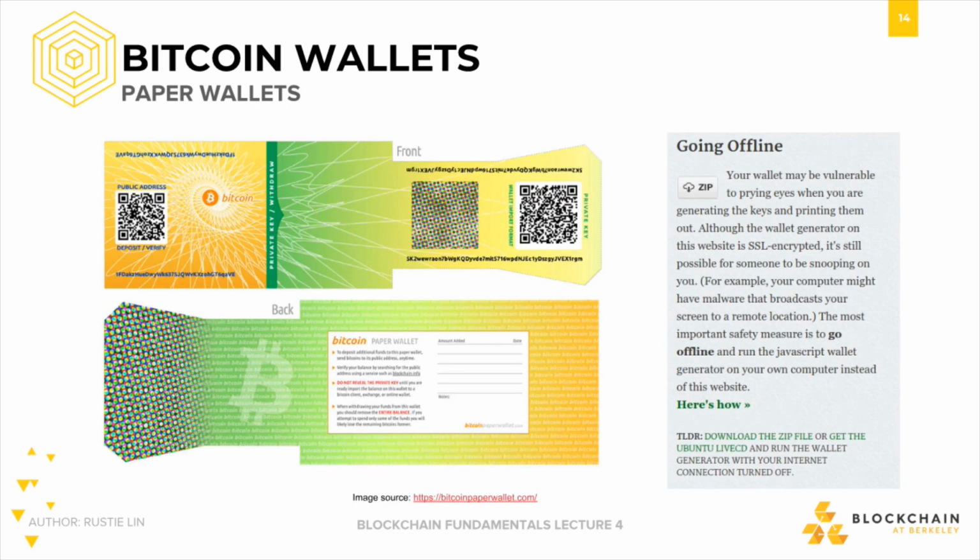So let's talk about paper wallets really quick. Does anyone want to give a quick guess what a paper wallet actually is? Yeah. You just write down your private key. Basically, yeah. So there's two ways. You can generate a private key and write it down physically, or you can just print it out, basically. So it's a printed version of your private key.